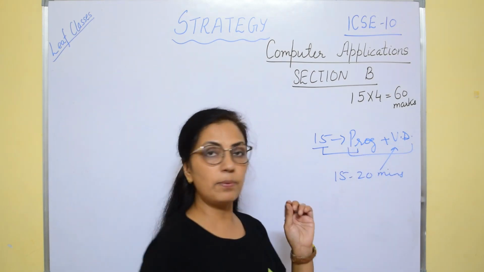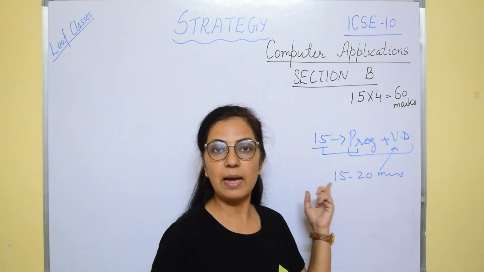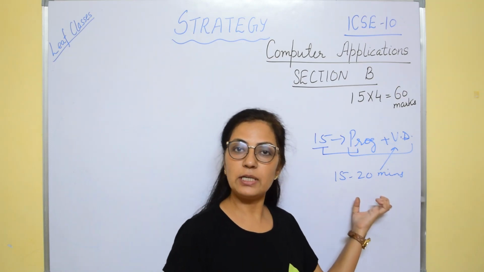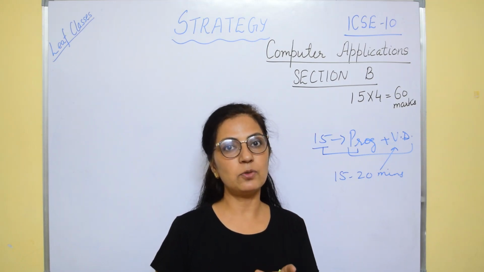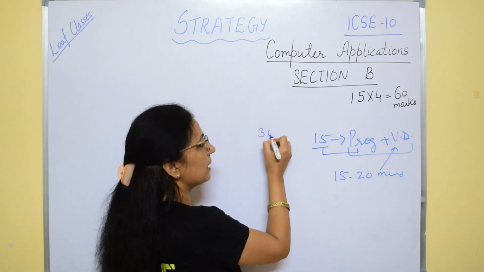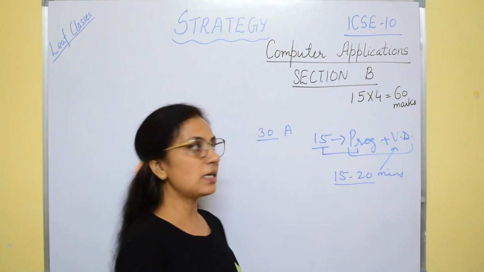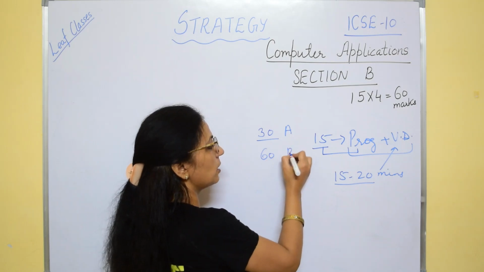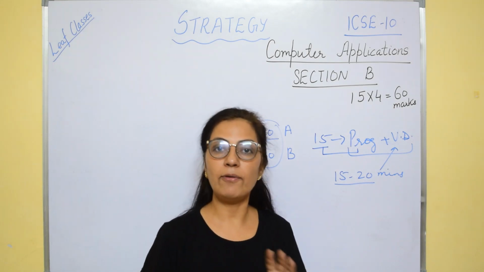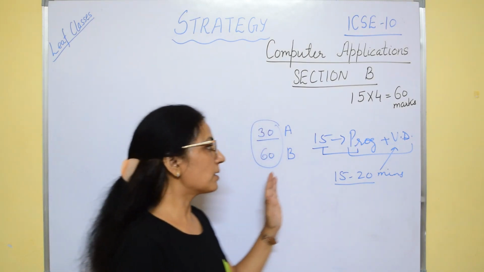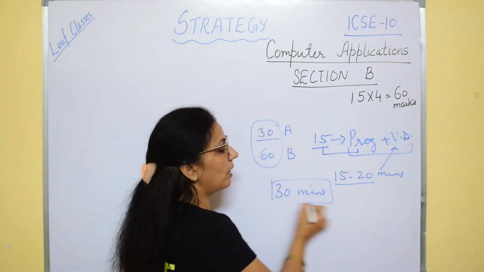This entire thing, program and variable description, you should be able to do one program on an average between 15 to 20 minutes. Like in the previous video I told you that section A you have to attempt within 30 minutes. So if we take 30 minutes for section A and 15 into 4 is 60 minutes for section B, this makes your 1.5 hours, 90 minutes, and you have a paper of 2 hours. So approximately 30 minutes you will get for revision, and that is very important.